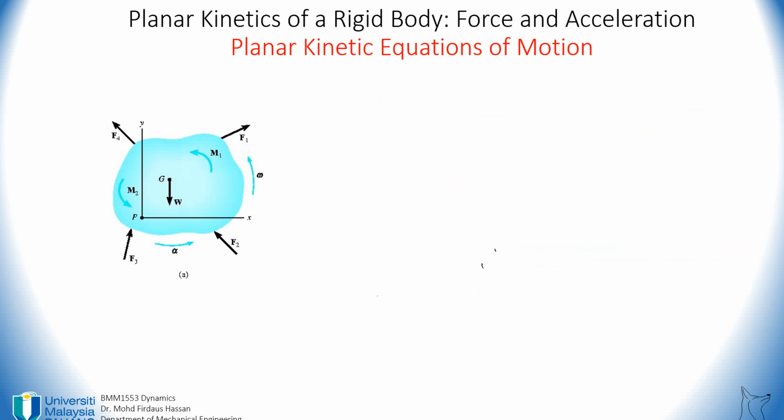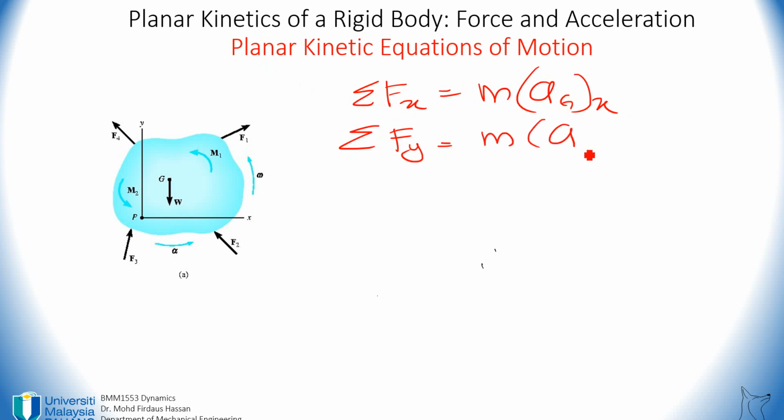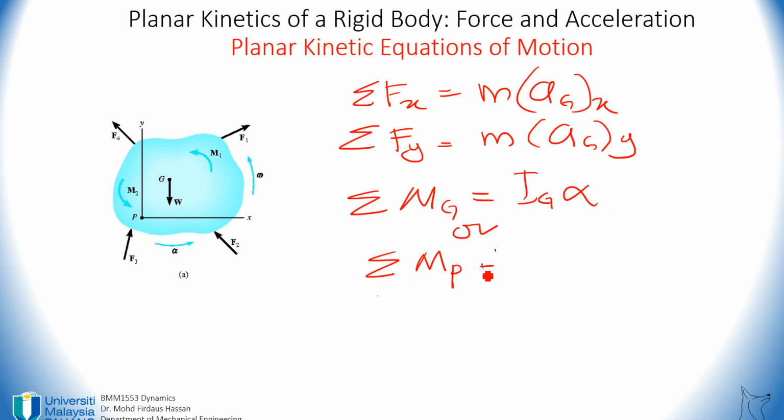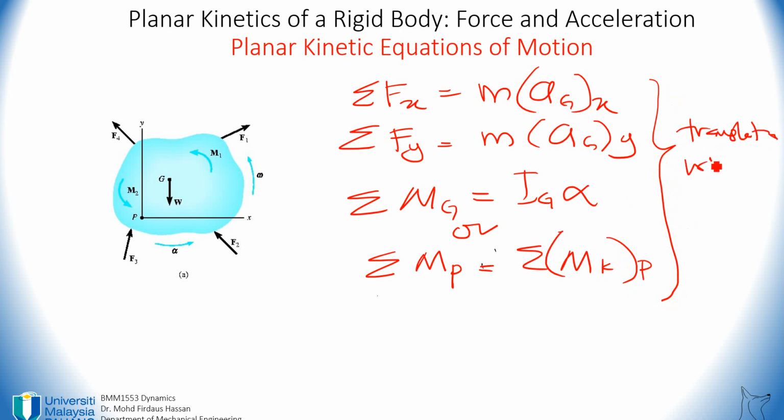So what we can summarize here, those three or four equations: summation of Fx is equal to m agx, summation of Fy is m agy, and then you have another one that we have discussed just now, Ig alpha, or you can write summation of moment at point P, or any point, is equal to summation of kinetic elements at point P. So basically, this is very useful to solve problems in translation, rotation, all involved, and general plane motion.